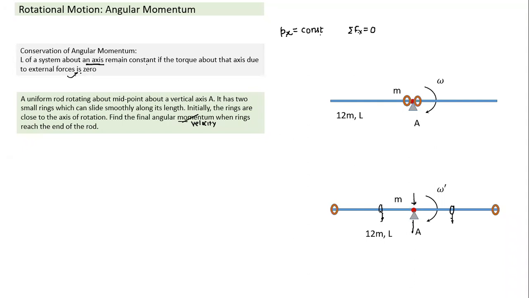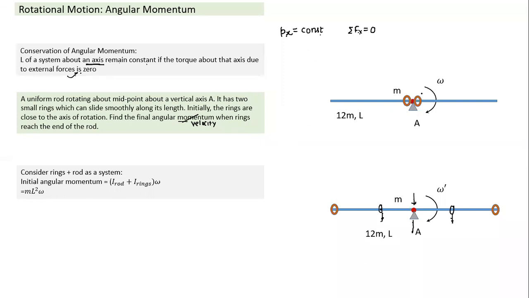The contact forces acting between the ring and the rod are internal forces, and I will not consider those. Torque due to external forces about the axis is 0, so angular momentum remains constant for the ring and rod as a system. If I take the ring and rod as a system, angular momentum is constant. So let's write what is constant for the ring and rod as a system. What is the initial angular momentum?